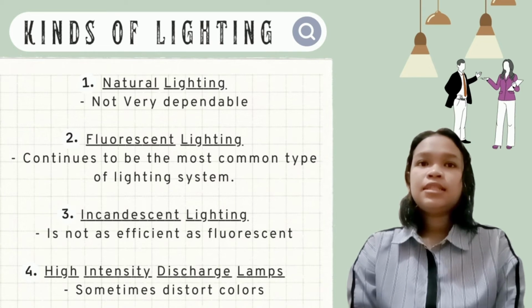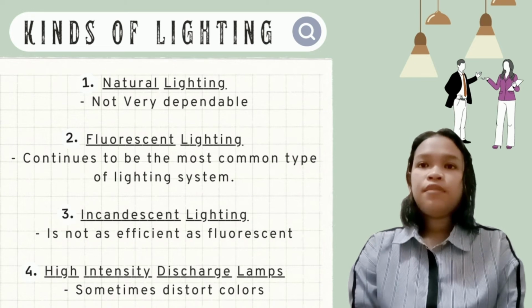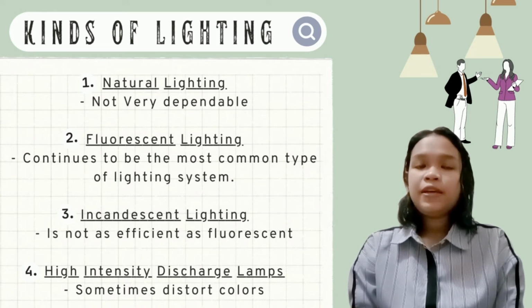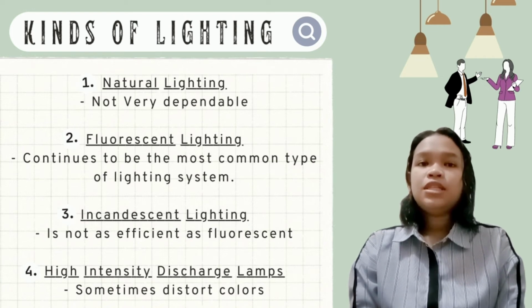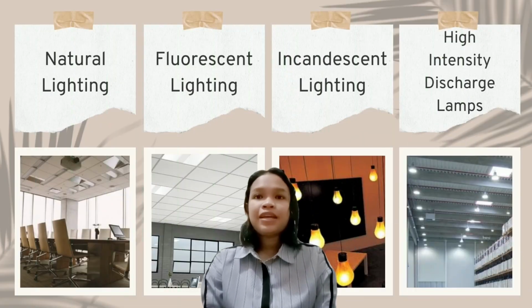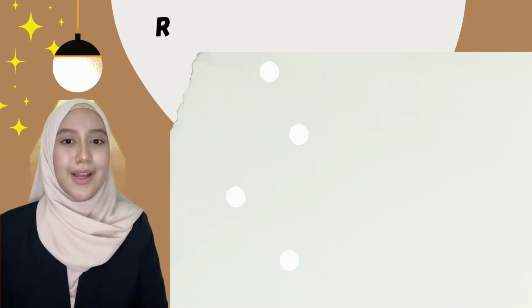Third is incandescent. This lighting is not as efficient as fluorescent because it has the worst energy efficiency on the market. Last but not least, high intensity discharge lighting is very intense and sometimes distorts color.